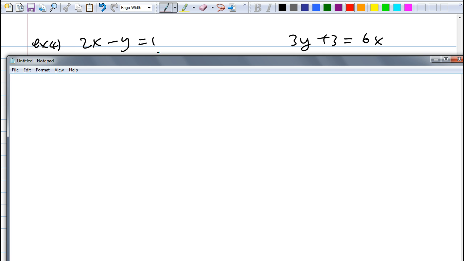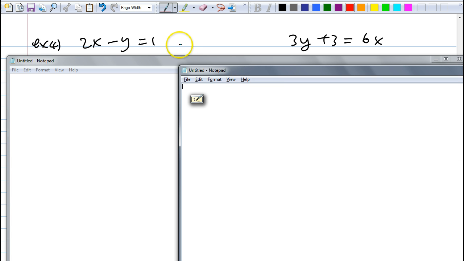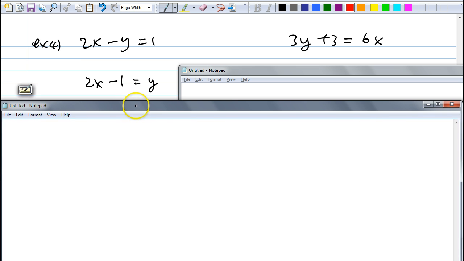Go ahead, everybody try. When you solve for y, what do we get in the equation on the left? How about Eunice? y equals 2x minus 1. Yes, you add y to both sides and subtract 1. y equals 2x minus 1. Isn't that right? Yep. Let's plug it in.